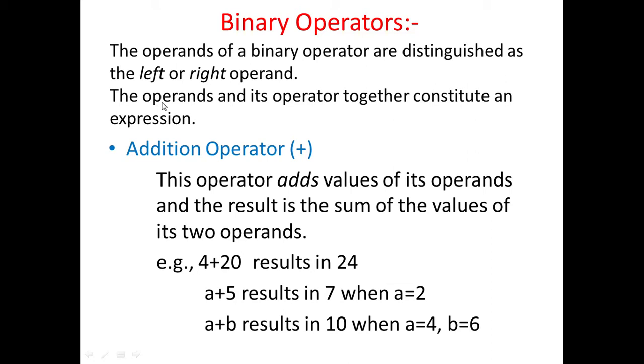The operands and its operator together constitute an expression. Means 4 plus 20 is an expression. Here we have two operands 4 and 20 and plus is its operator. So the operands and its operator together constitute an expression. So these are the two operands and plus is the operator, and this is called an expression. 4 plus 20 is an expression.